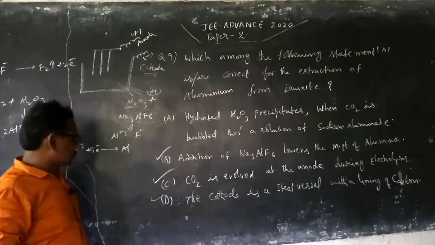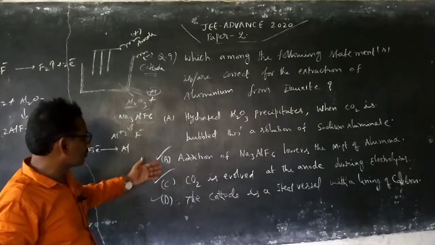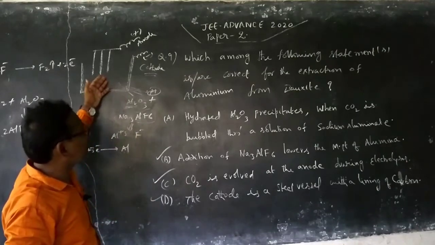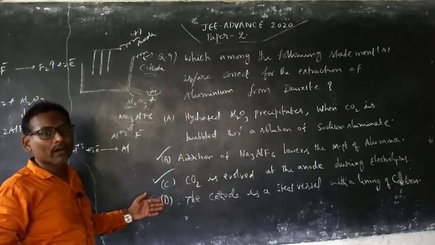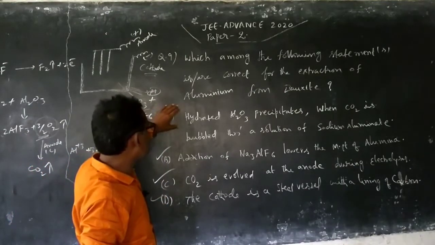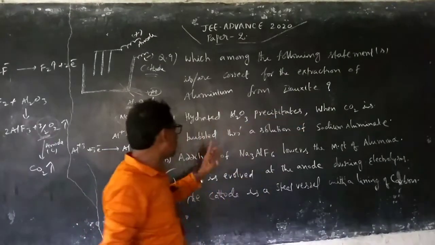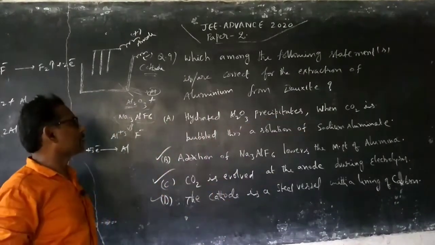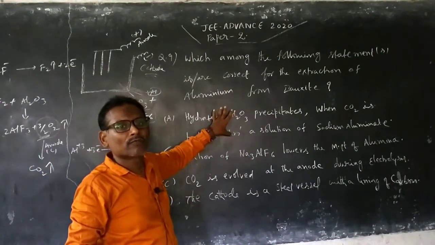Okay. So these three statements, B, C, D, are about the extraction of aluminium from alumina, Al2O3. Now let us think about this statement: hydrated Al2O3 precipitates when CO2 is bubbled through a solution of sodium aluminate. I think this is a portion related to the purification of bauxite.